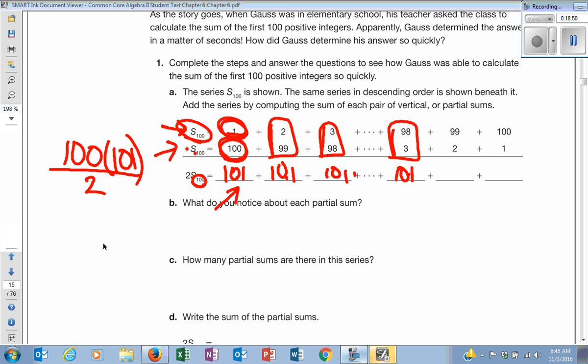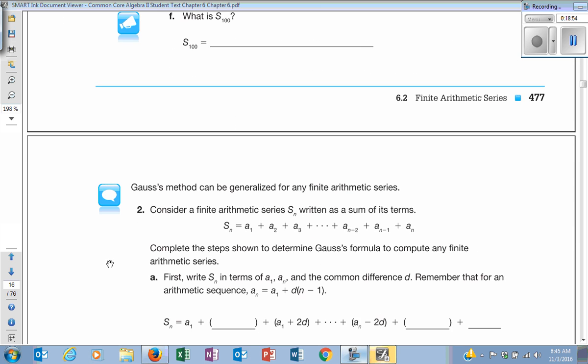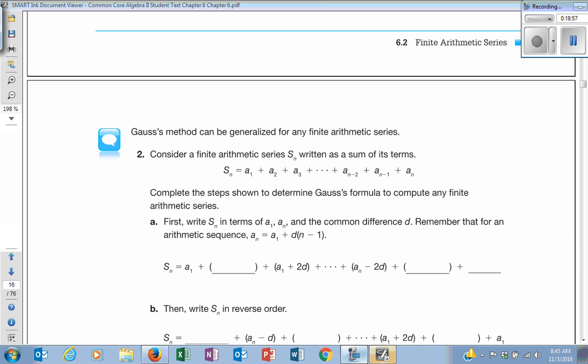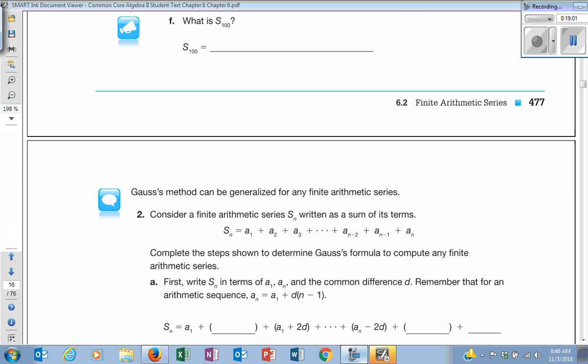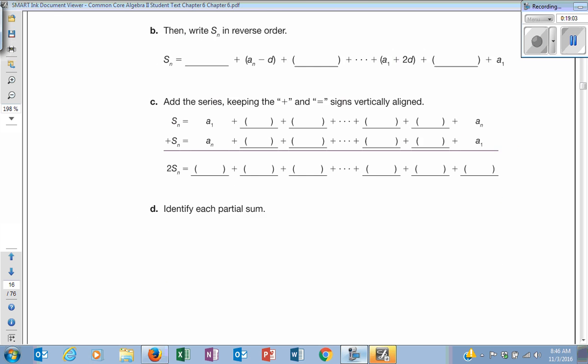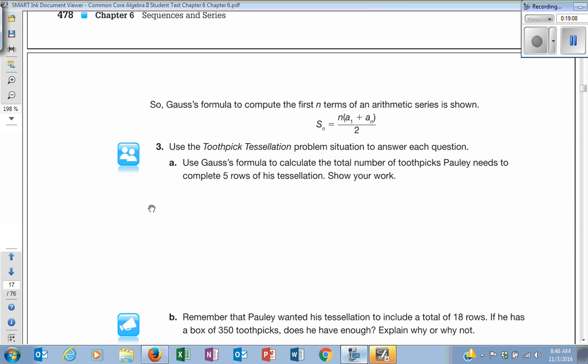So this is all explaining it. So here's the formula, and then you guys can finish this for homework. This is the part that we really need to get right here. This is what we just discovered. If you take the first term and you add it to the last term, you get what every pair of the terms would have added up to. That 101 that we just discovered, right?